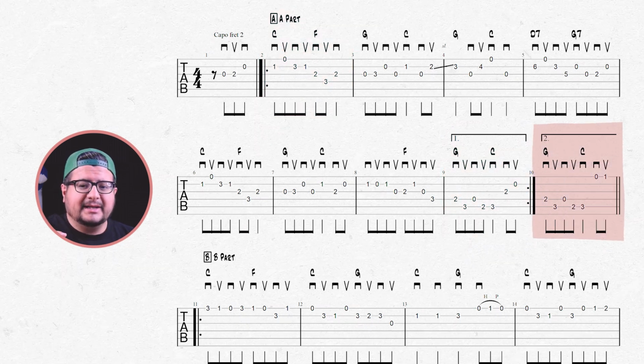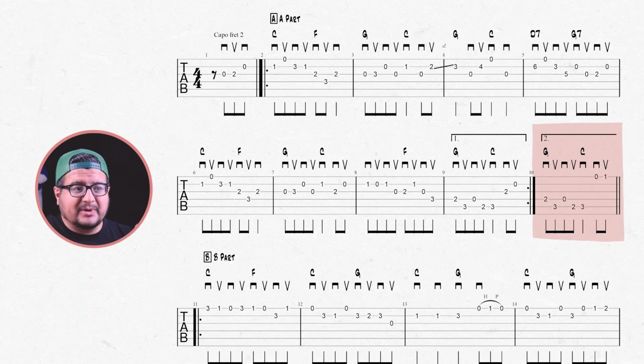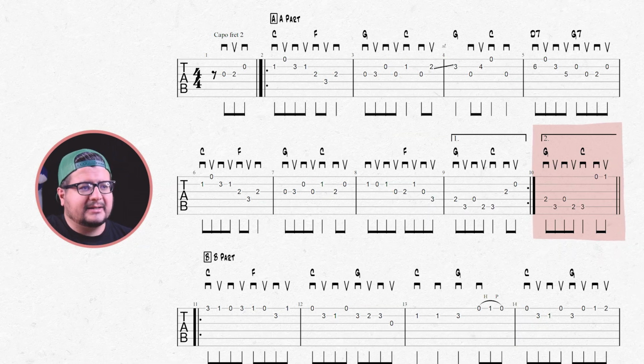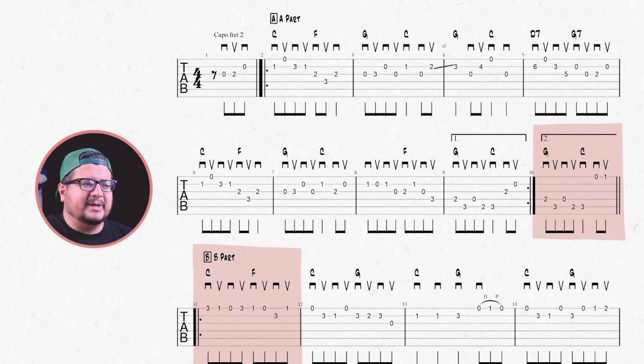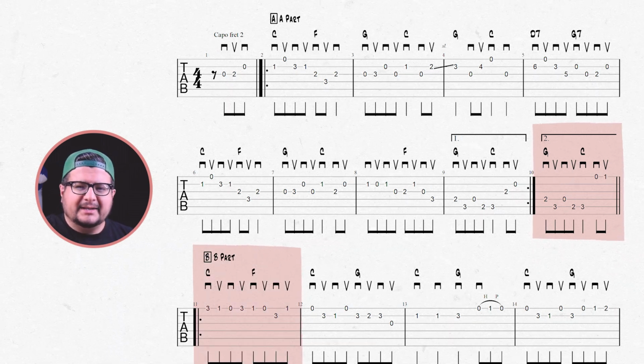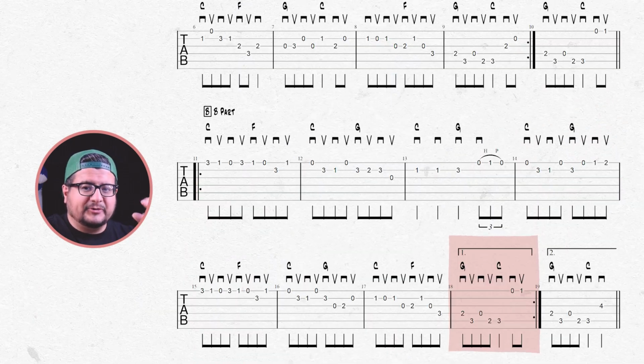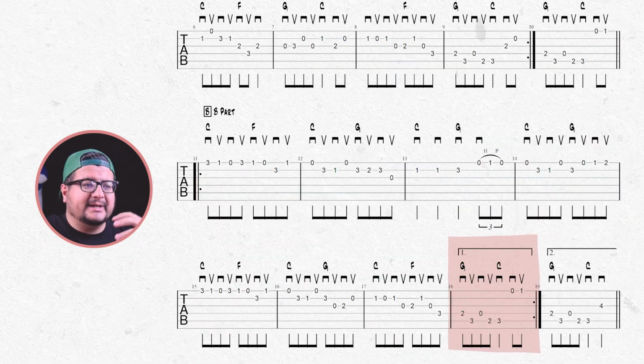And the second ending includes a pickup for the B part. So starting at the second ending, pickup, we're into the B part. The same is true for the B part, right? Our first and second endings point us to the next sections.